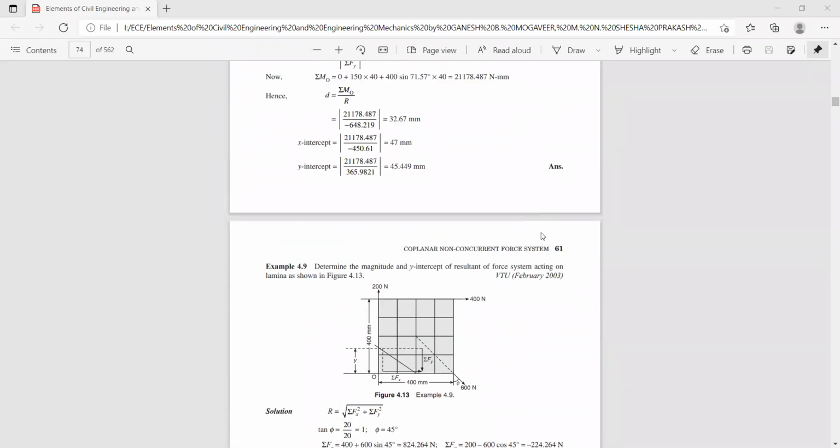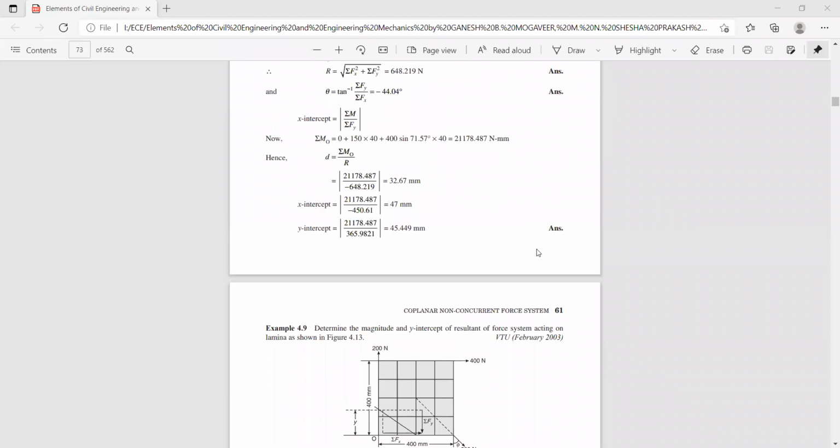Now again, you have one more problem. Determine the magnitude and y-intercept of the resultant. So always read the questions properly because you can avoid some of the steps. Here he has asked you to determine only the magnitude, and the direction is also required, and the y-intercept of the resultant of the force system acting on a lamina as shown in the figure.